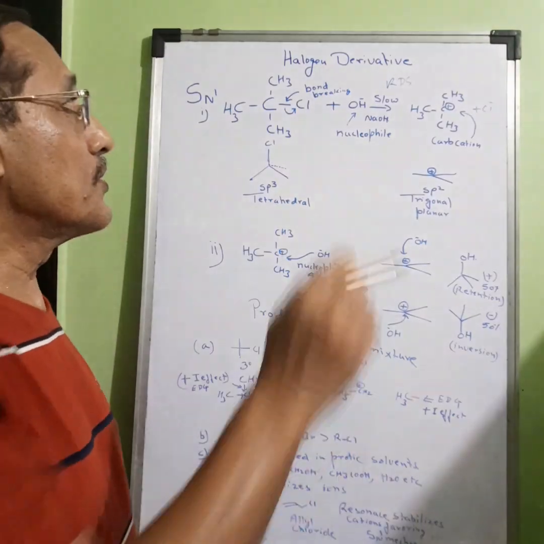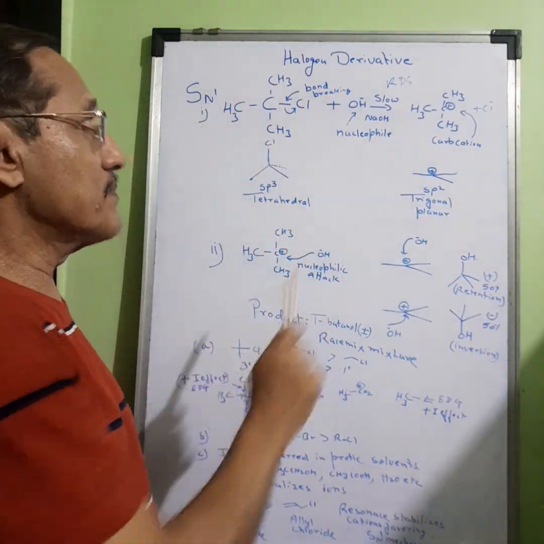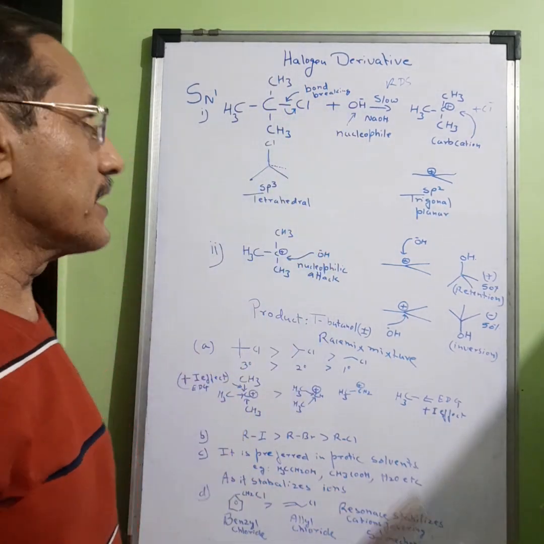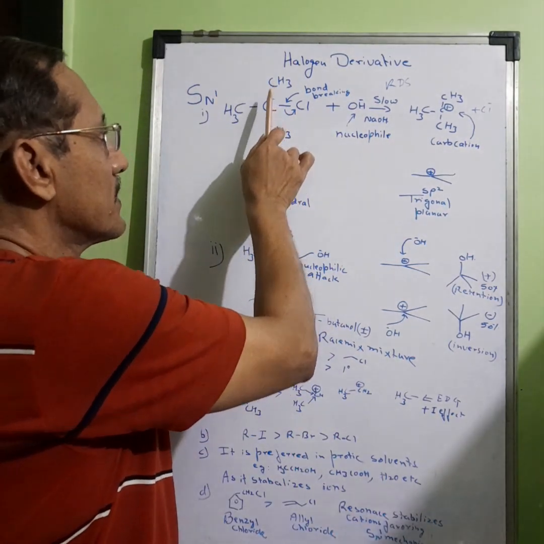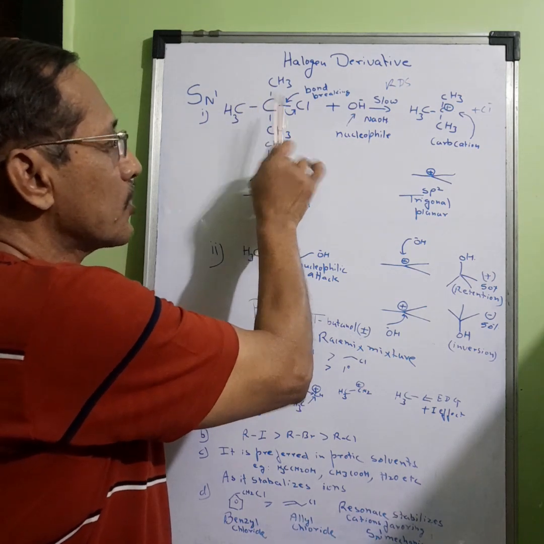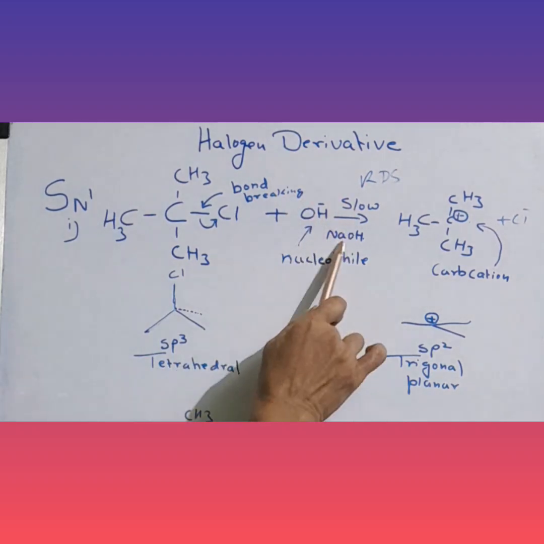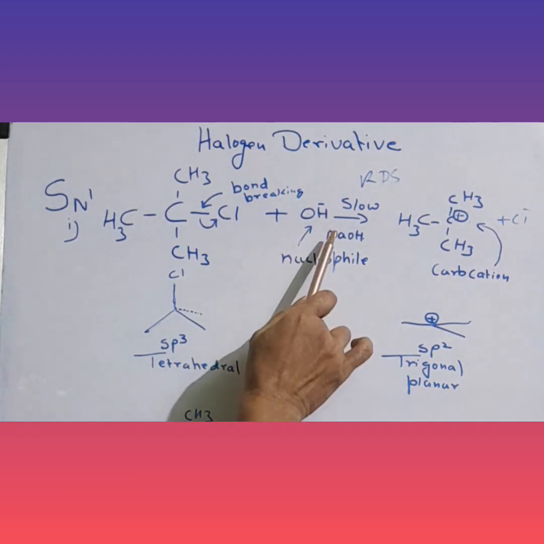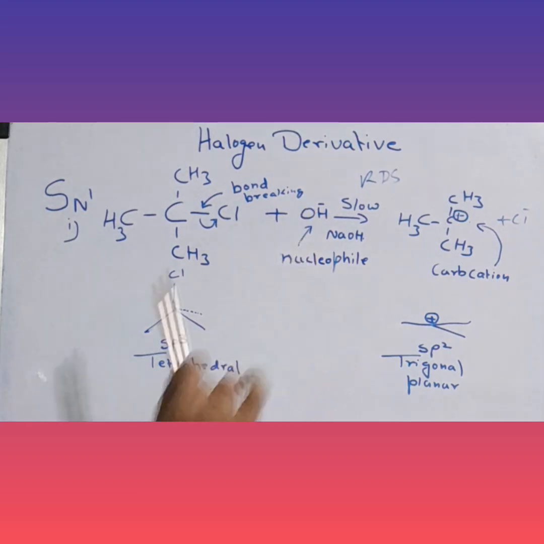Hi guys, in this video I'm going to present the SN1 mechanism in halogen derivatives. Alright, so we start with this molecule. If you check this out, this is methane, ethane, propane, butane, tertiary butyl chloride. I am reacting it with sodium hydroxide. I have just represented sodium hydroxide in terms of OH minus, which is a nucleophile.